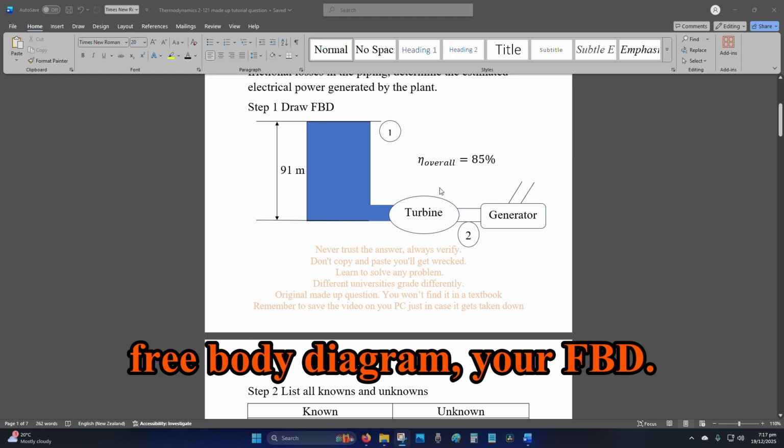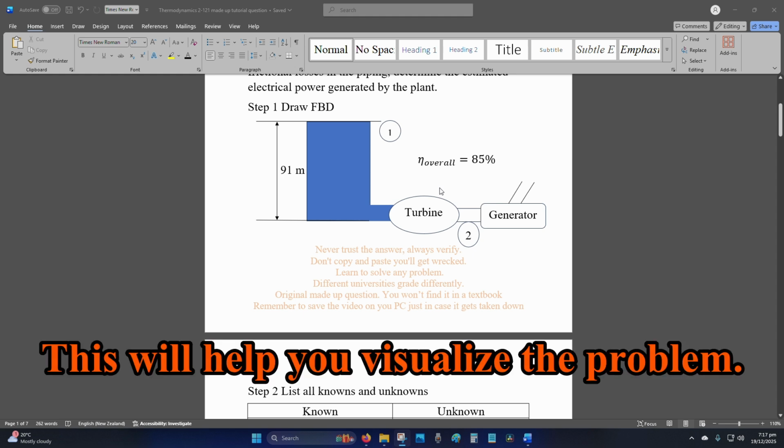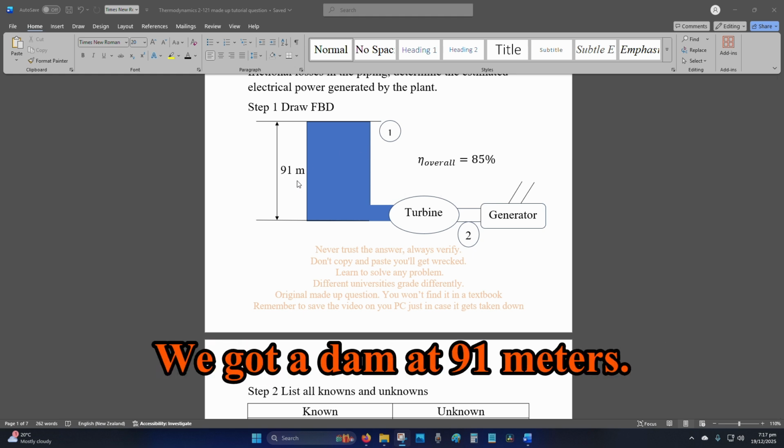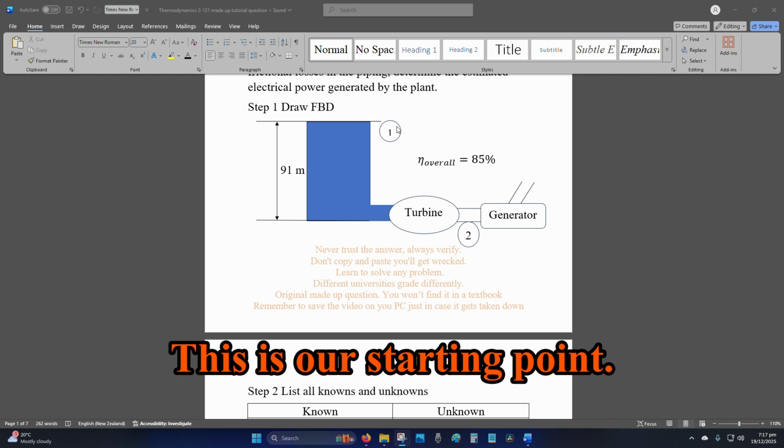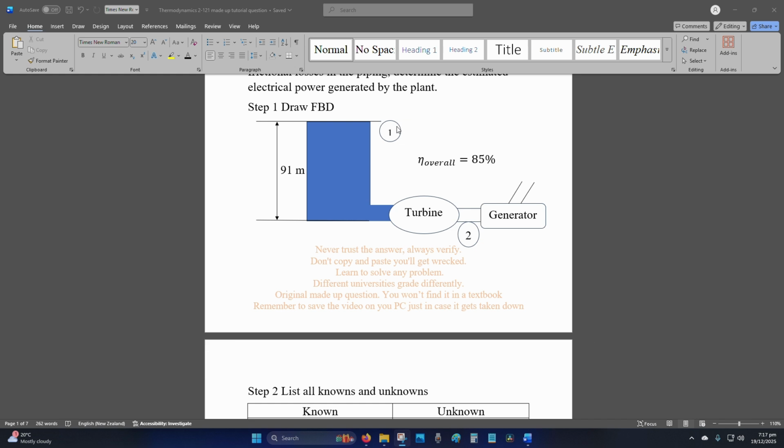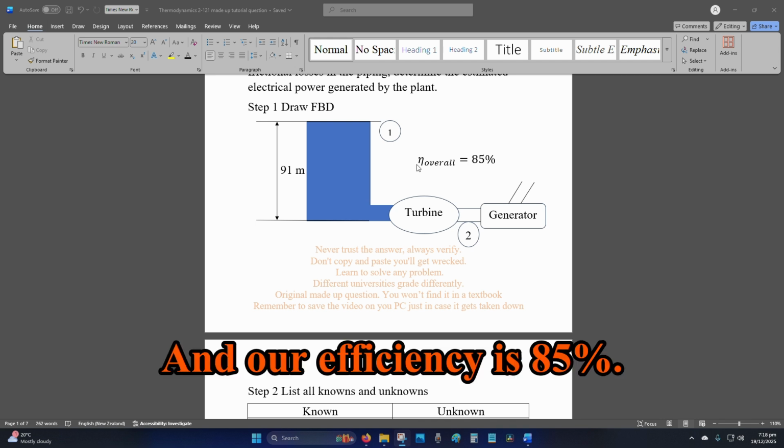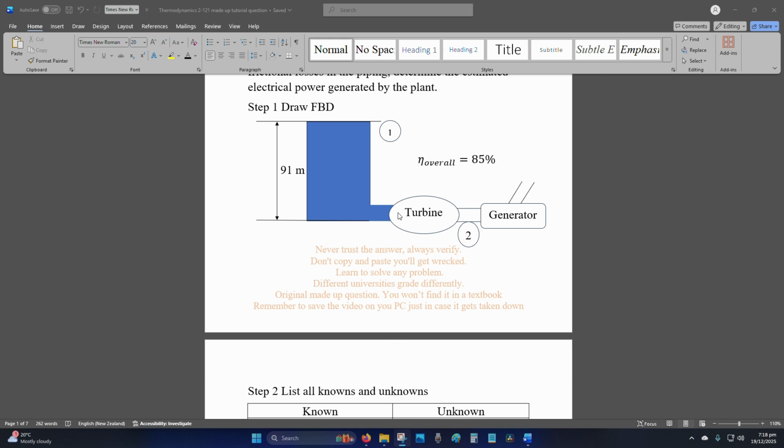Step 1, draw your free body diagram, your FBD. This will help you visualize the problem. We got a dam at 91 meters. This is our starting point. Then it goes to the turbine and generator. That's our end point. And our efficiency is 85%.